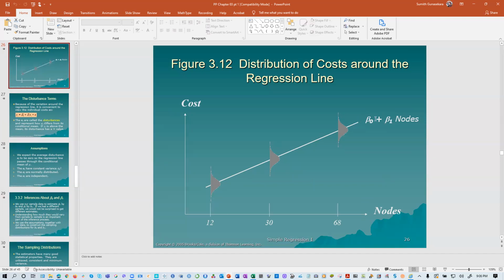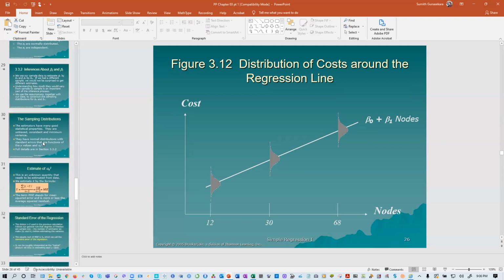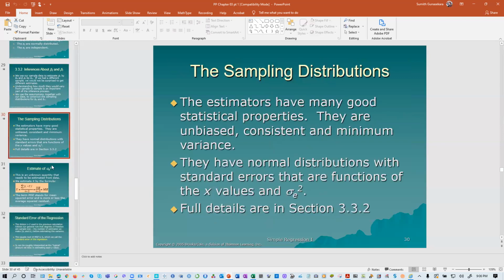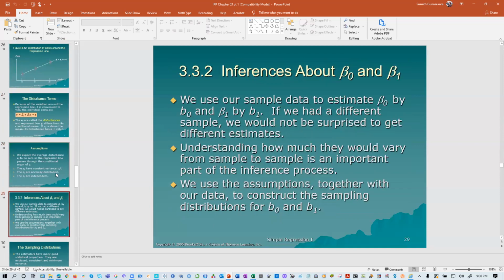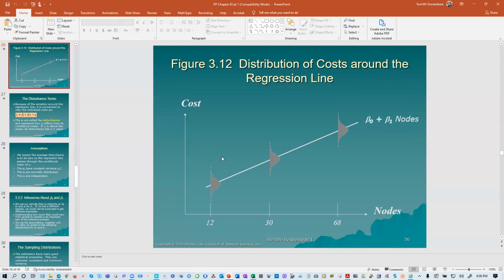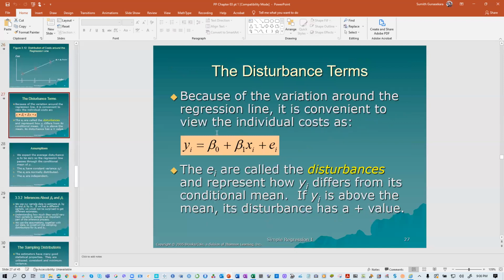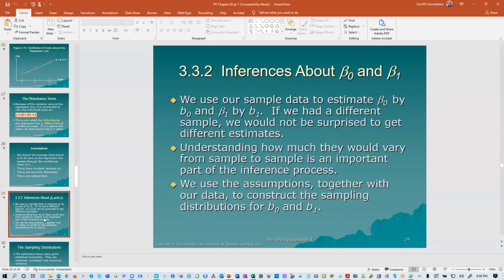You don't have a B, you have a beta node and beta 1. That's the one that we're going to estimate. On the other hand, when you estimate this one, we call it the B node, and beta 1 we call the B1. So with the aid of that population model, we're going to build up the sample version.